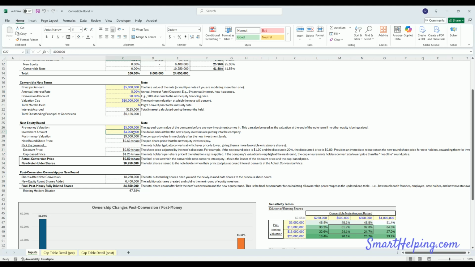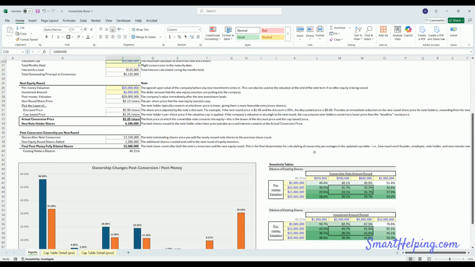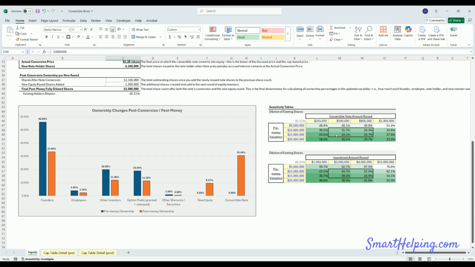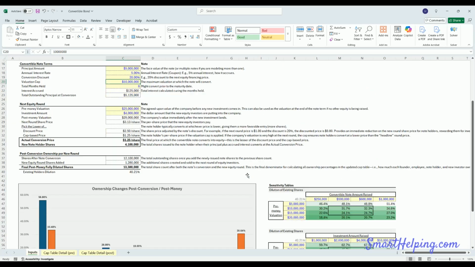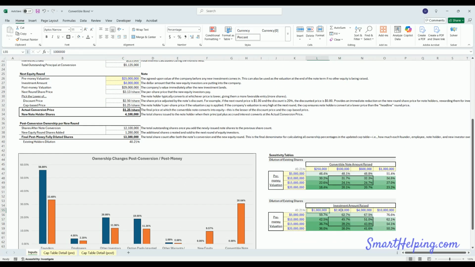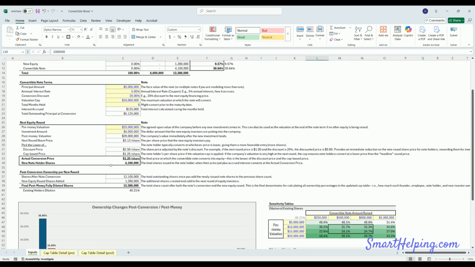If you were to raise it higher, 25 million, okay, now the convertible note is going to convert at the valuation cap here. And what's nice about these sensitivity tables is it runs through all the logic and tells you what is going to happen based on these different variables. So that's kind of nice, especially in this where you've got a lot of different factors.